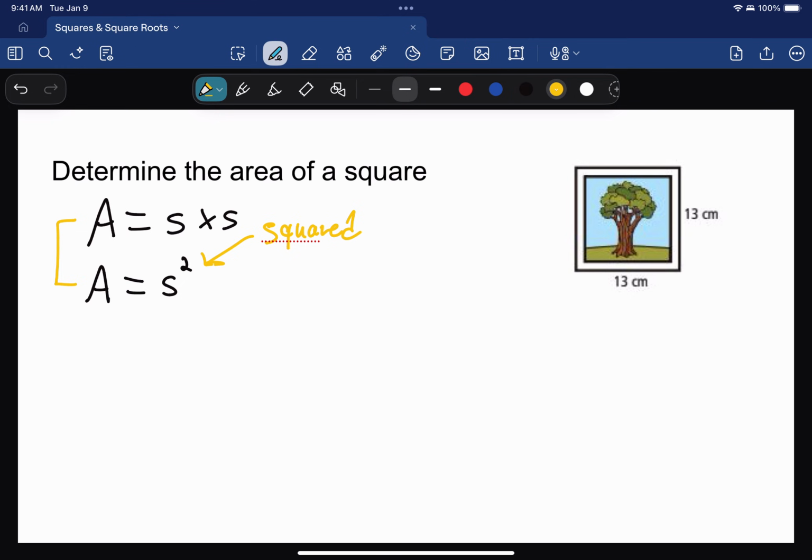It's even called squared. Okay, so let's try to do this problem here. We can see that our picture frame over here has 13 centimeters on either side, a side length of 13. So S equals 13.